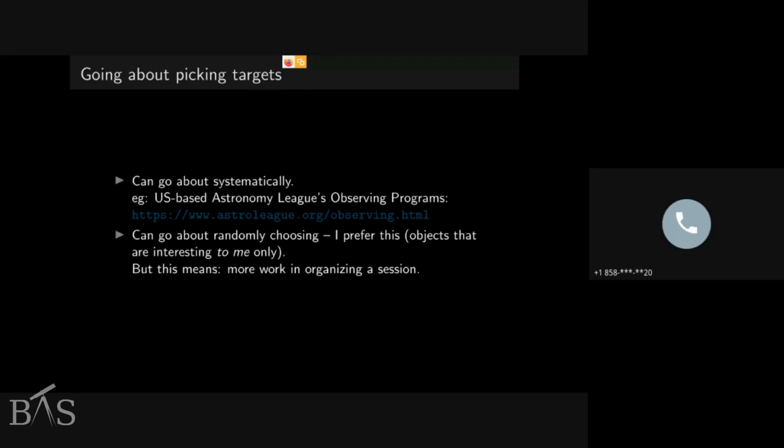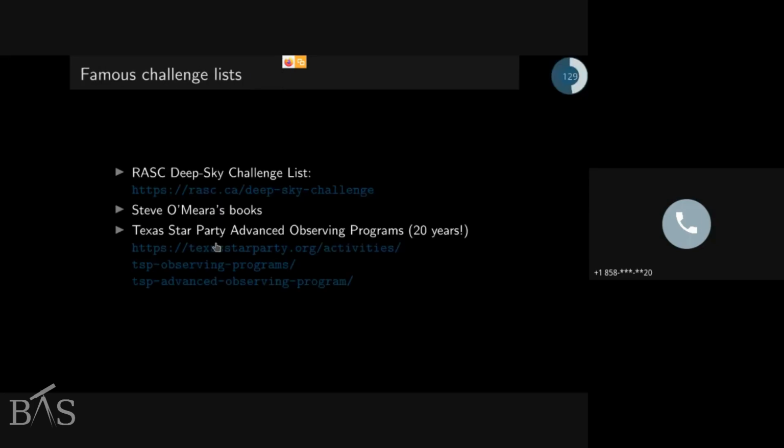So where do I look for objects? One, for challenging objects, there are famous challenge lists. The Royal Astronomical Society of Canada has a nice deep sky challenge list. I don't know how many objects it has, but it has some very challenging ones. Steve O'Meara has 3 books on objects that are beyond the beaten path.